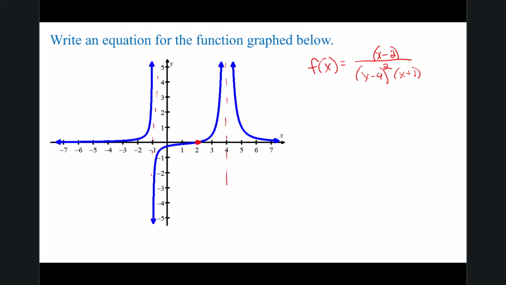Next, let's look at the horizontal asymptote. The horizontal asymptote is at 0, so the numerator must have a smaller degree than the denominator. Right now, my numerator has degree 1 and the denominator has degree 3, so that seems to work. If we also look at the y-intercept, if I set all my x's equal to 0, I'd have negative 2 over negative 4 squared times 1, which would be negative 2 over 16, and that looks approximately where my y-intercept goes, so that makes sense. And here's our function. Looks like that makes sense with the graph that was given.